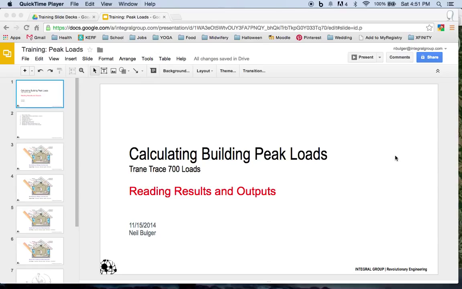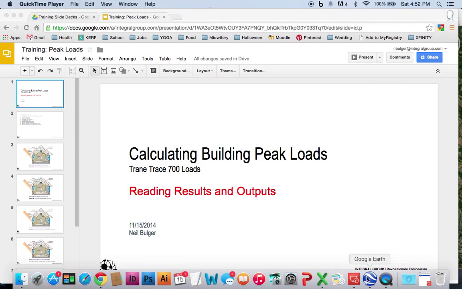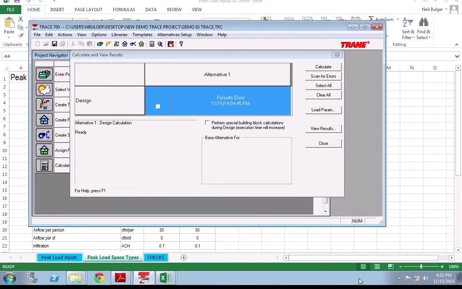Again, this is Neil Bulger, and we are going to look at reading the results and making sense of the outputs. There are lots of outputs to look at, so we're going to start with the most high-level reports that come out of Trace, and then go further as we start to look at some other ones. So, with that, let's go back to our model.